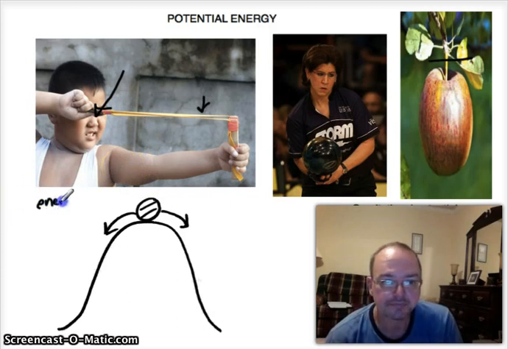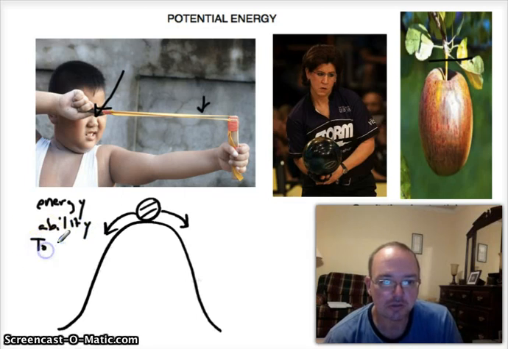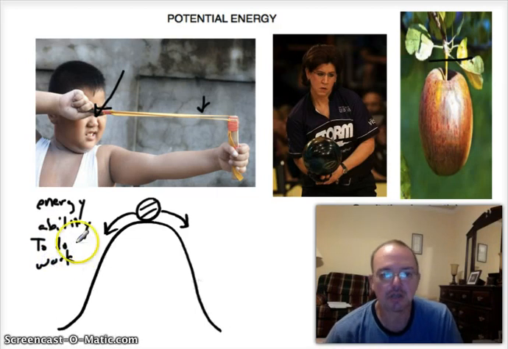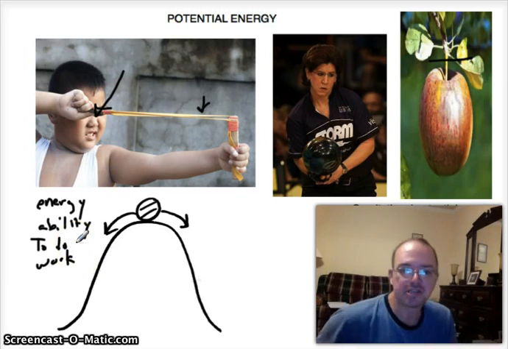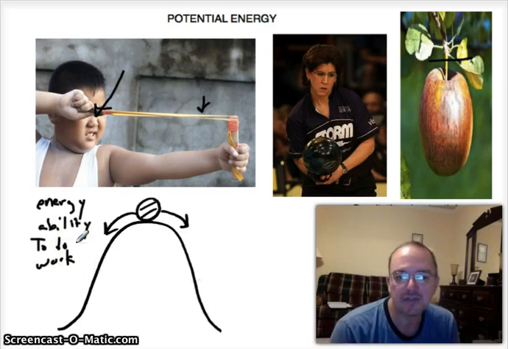Energy is the ability to do work. Now we're going to have a couple of different terms of energy in this video, and there's another one coming up on the next video. One term, potential energy, is where you really don't have any work that's being done yet.